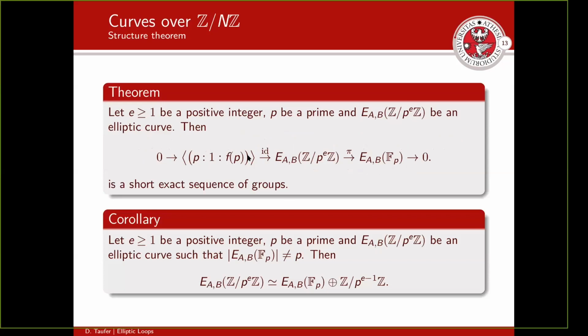So here you have the group generated by this point here, P1, and this is the polynomial I just mentioned before. You take the group generated by this point, you embed it with the identity morphism in the elliptic curve over the ring, and then you project it over the elliptic curve over the field. And this sequence is a short exact sequence of groups.